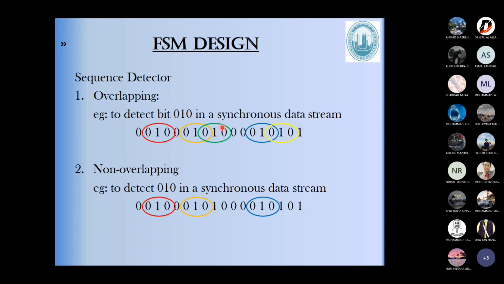For non-overlapping, this green colored kita boleh ignore because kita tak benarkan overlapping. So dekat sini tak ada detection. Same goes to the yellow. Dekat sini pun tak ada detection. So for overlapping, you have 5 detections. So 5 kali output akan jadi high. For non-overlapping, you ada 3 detections, hanya 3 kali output yang jadi high. So that is what overlapping and non-overlapping is all about. So you have to understand, kalau soalan kata overlapping macam mana, kalau soalan kata non-overlapping macam mana.